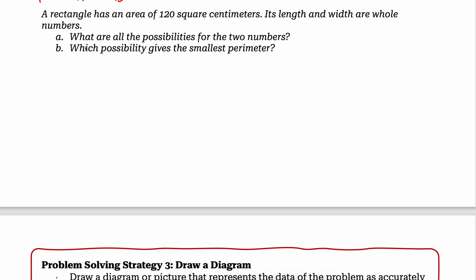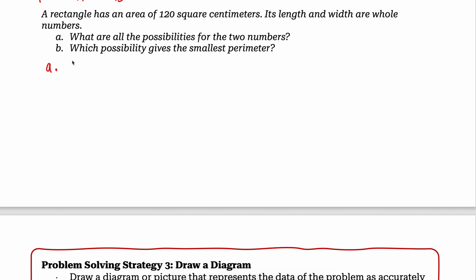Well, when you're dealing with area, it's simply length times width. So for the possibilities for the two numbers, I'm looking for two numbers that multiply to equal 120. And these are whole numbers, so we don't need to worry about fractions or anything like that. Don't need to even worry about negatives, which wouldn't make sense when you're dealing with area anyhow. So I'm looking for pairs of numbers that multiply to equal 120, because length times width is 120.